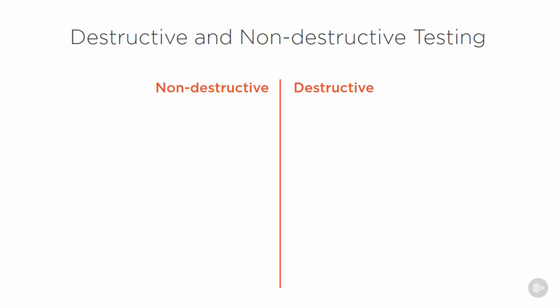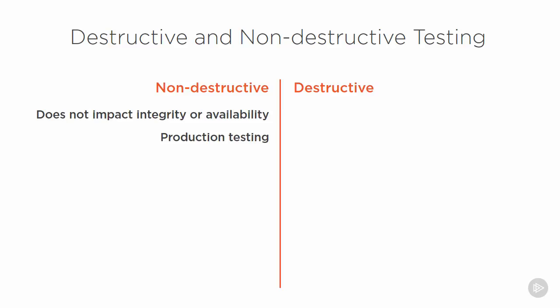Non-destructive testing does not attempt any tests that might impact the integrity or availability of services and data. A penetration tester may choose to target non-production systems for highly unstable exploitation attempts, but might choose to test production areas for the more safe tests or non-destructive tests.